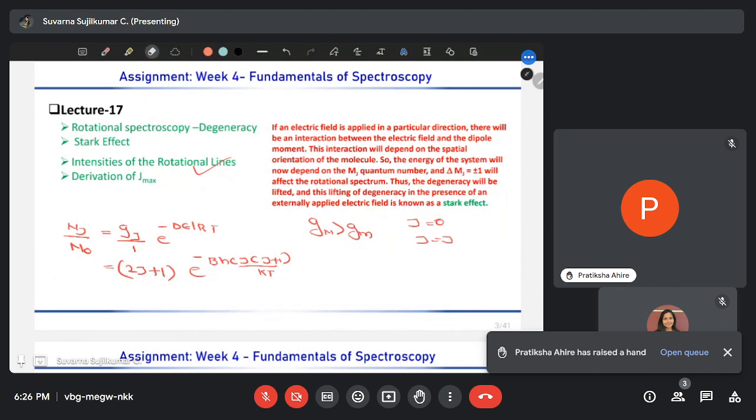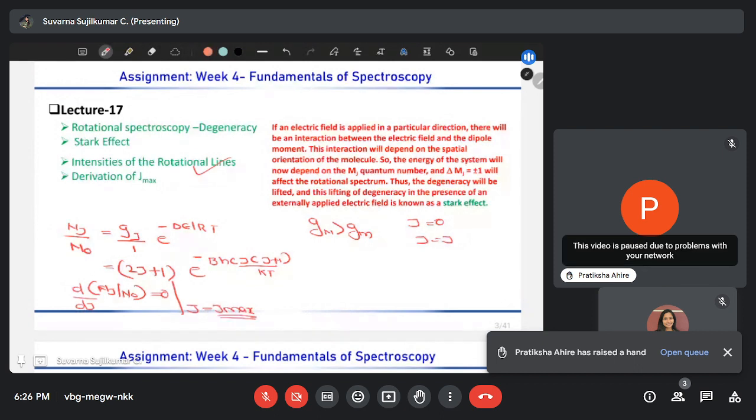that is, dnj by dj of nj by n0 is equal to 0, then j is equal to j max. So we find the j max where the intensity, the population, is maximum, right?